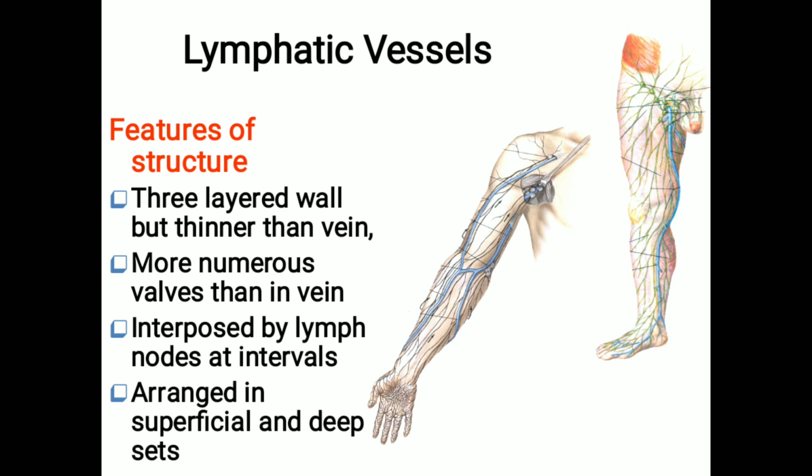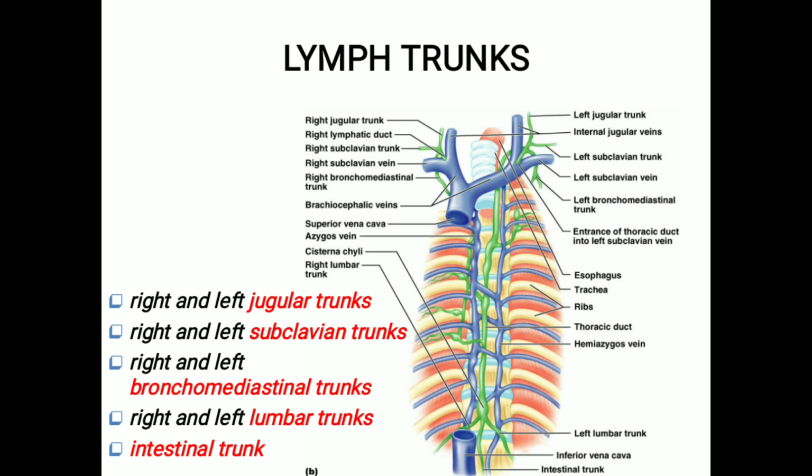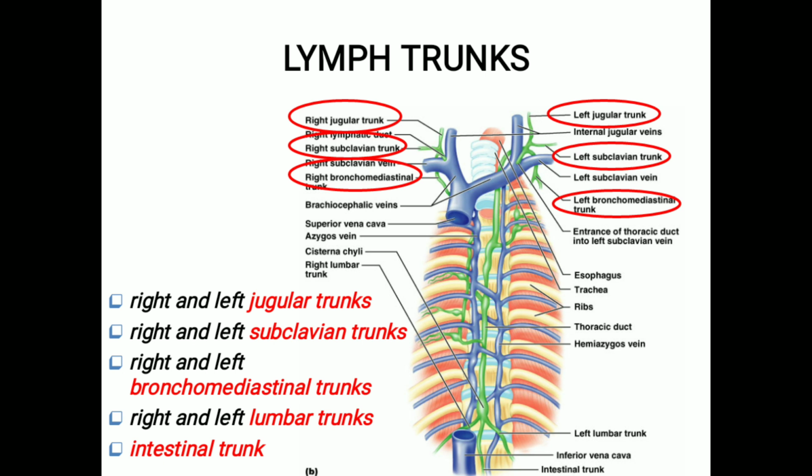They are arranged in two groups: a superficial group of lymphatic vessels and a deep set. Okay, there are trunks called lymphatic trunks. The lymphatic trunks are the right and left jugular trunks, right and left subclavian trunks, right and left bronchomediastinal trunks, right and left lumbar trunks, and the intestinal trunk. Okay, these are the lymphatic trunks you are looking at. They are named region-wise.